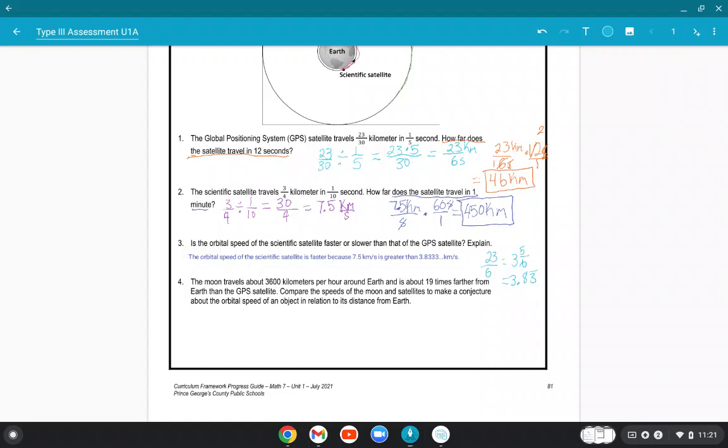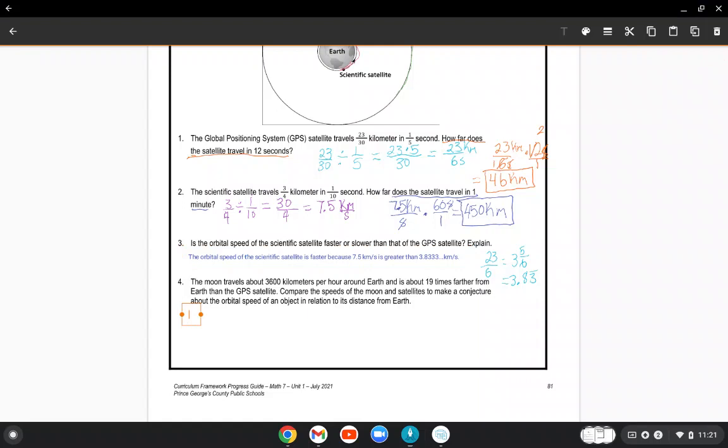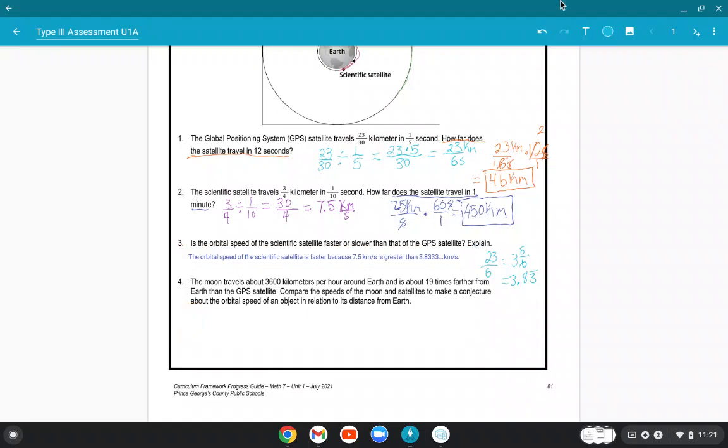Okay. Now I'm going to go ahead and do a text for this one. They say the moon travels 3,600 kilometers per hour around the Earth and is about 19 times farther from the Earth than a GPS satellite. Compare the speeds of the moon and the satellites and make a conjecture about the orbital speed of an object in relation to its distance from the Earth.